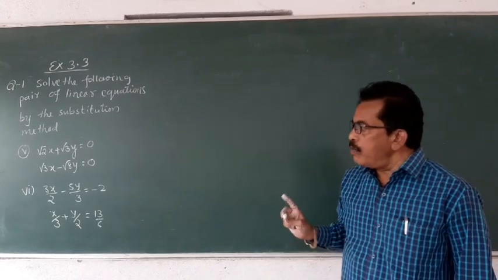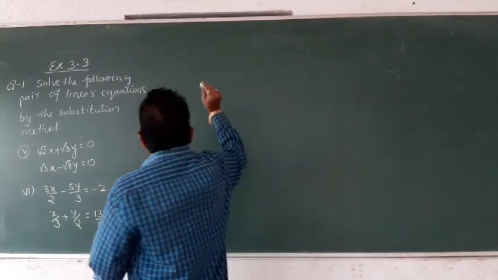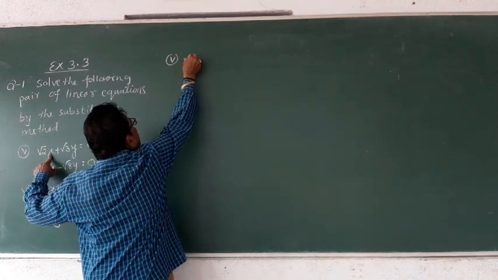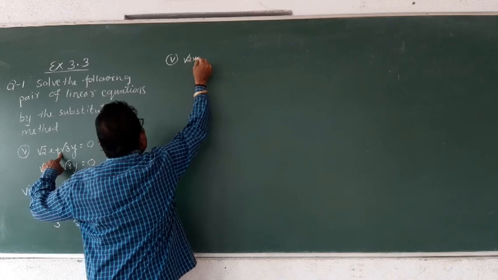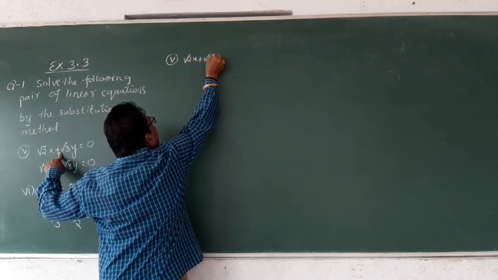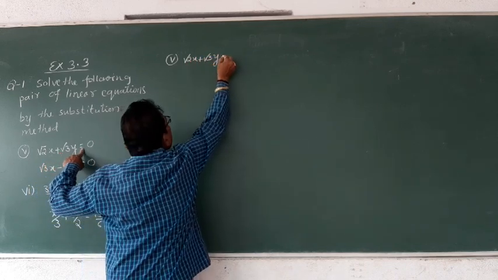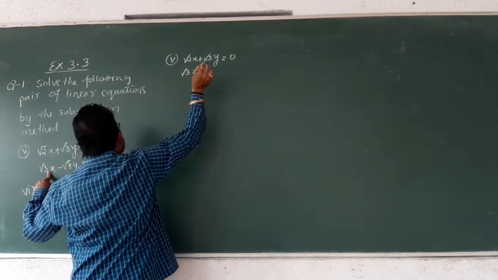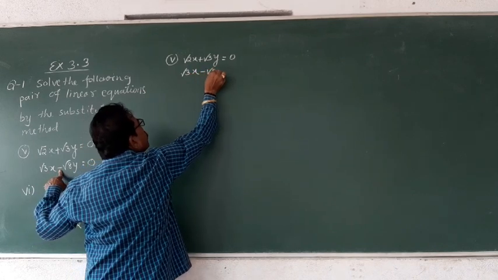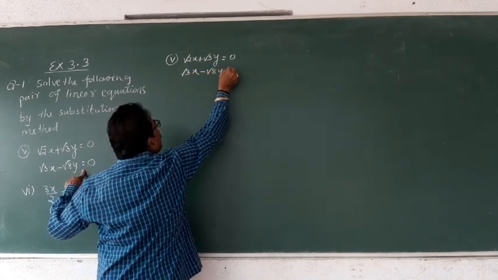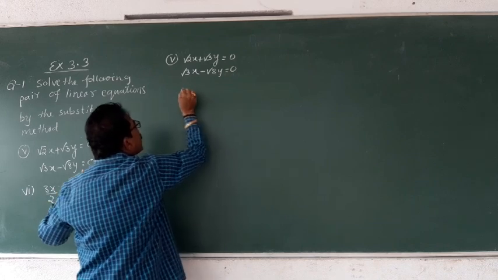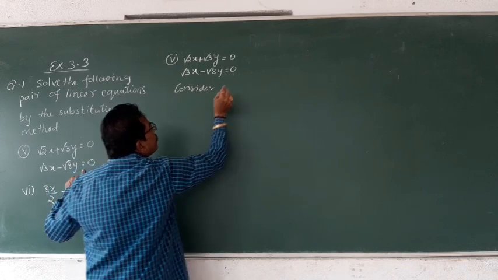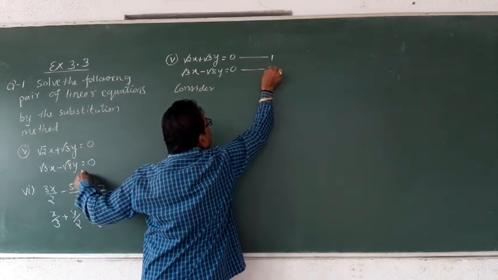Okay, now the fifth one: root 2 x plus root 3 y equals 0, root 3 x minus root 8 y equals 0. Consider this one as first, this one as second.